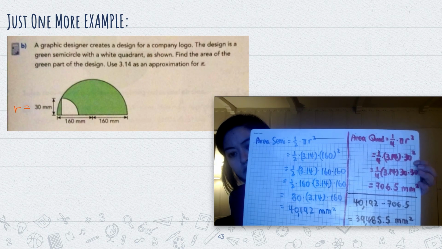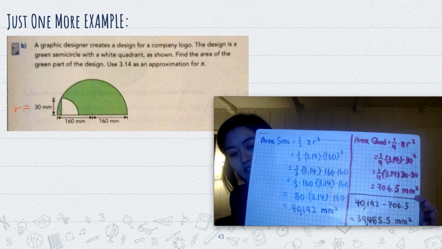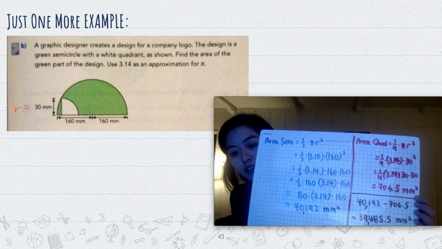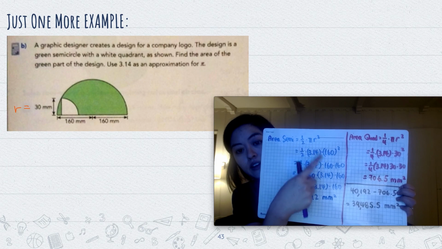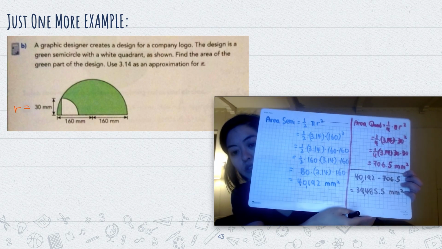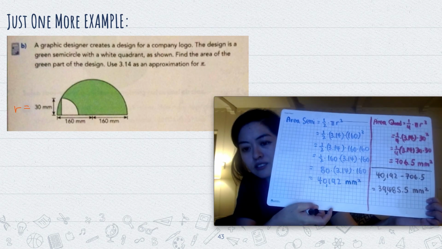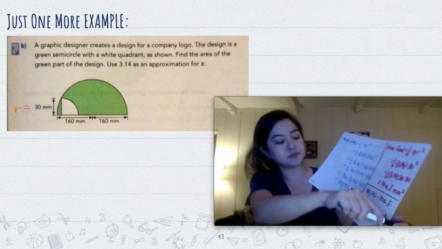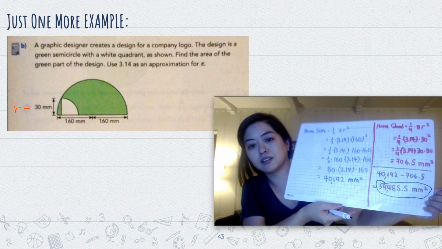1/4 times 3.14 times 30 squared. Okay, and I inputted that in my calculator, and I got 706.5 square millimeters. And then just to find the area of the green, I have to do the area of the semicircle minus the area of the quadrant, which is 40,192 minus 706.5, and I got 39,785.5 square millimeters. Okay. All right, that's the final answer.